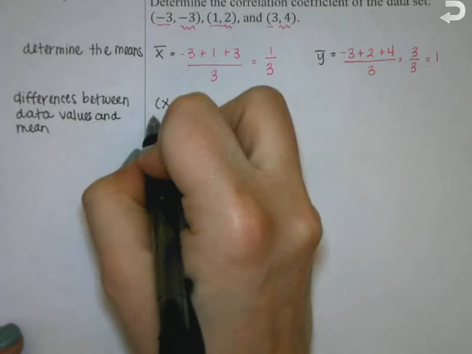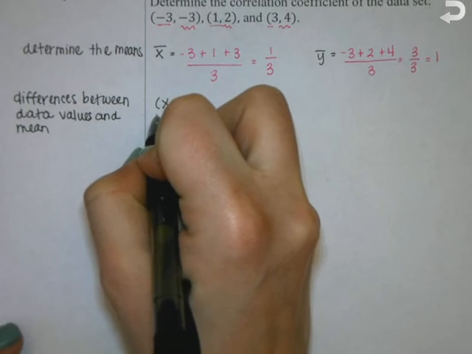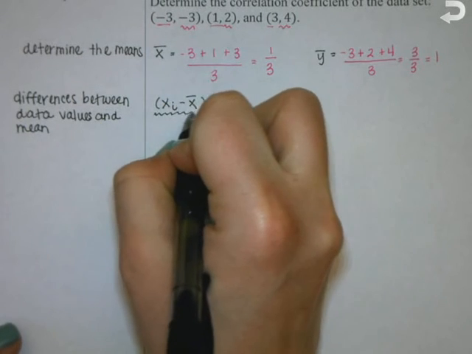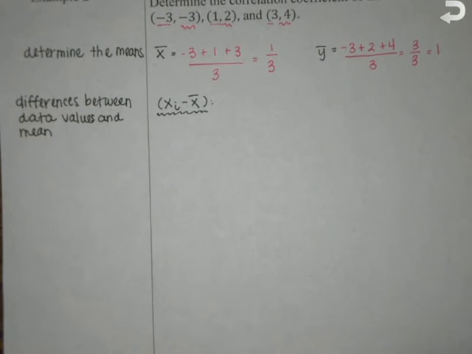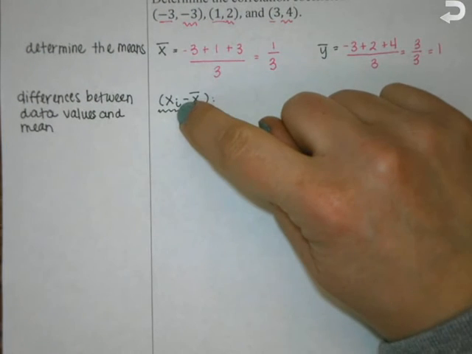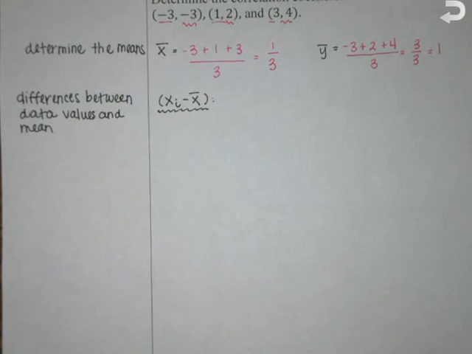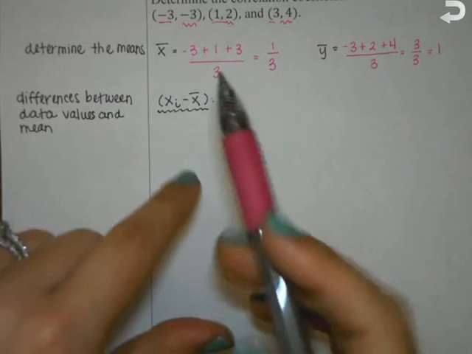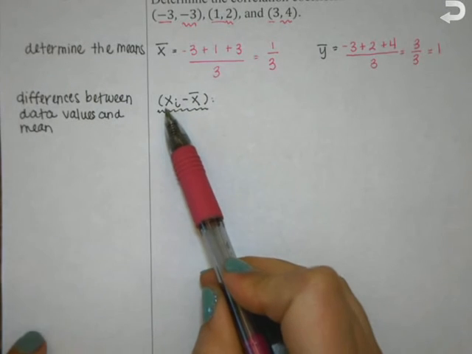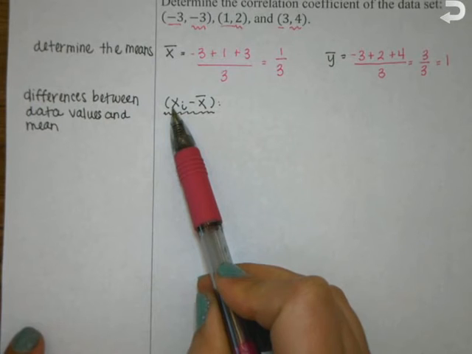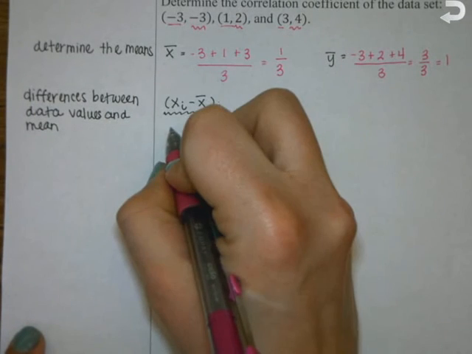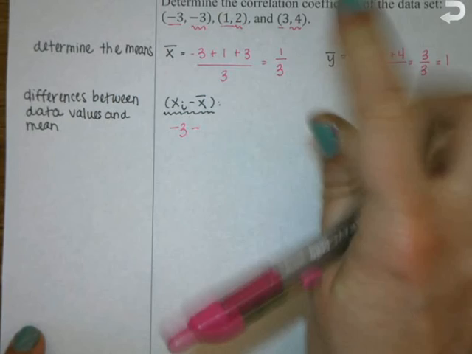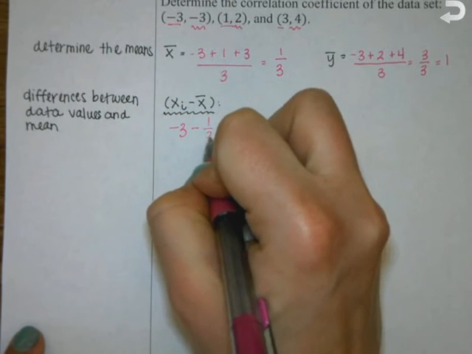This means we're going to have a couple pieces of data. So let me underline this so we know what we're doing. The subscript i means each individual piece of data. So when i equals 1, you're going to use the first piece of data. When i equals 2, you're going to use the second piece. i equals 3, you're going to use the third. So that means we're going to have to do this 3 times. So for the first piece of data, what is the x coordinate? -3. So the first one we're going to do is -3 minus the mean of the x's, which is 1/3. That's all we're going to do.